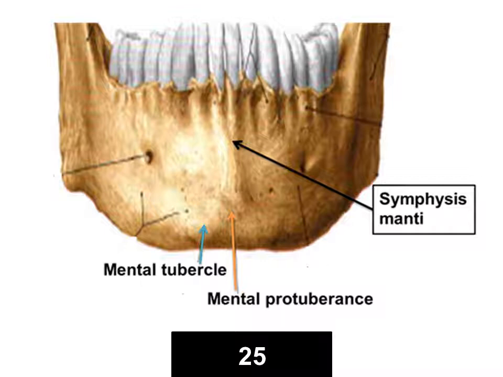Inferiorly, the ridge, as you see, splits to enclose a triangular area that we call the mental protuberance. Mental means chin, mental protuberance. The base of the protuberance represents the mental tubercle, indicated by the blue arrow. The inferior part of the mental protuberance on each side presents a small tubercle that we call the mental tubercle.